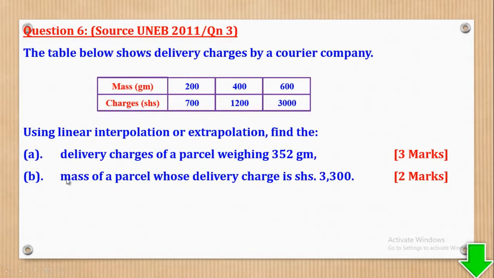Then part B, they said find the mass of a parcel whose delivery charge is shillings 3,300. So 3,300 is outside this range. So what we are going to do, we are going to extract out these values and add another column whose value for charges is 3,300.